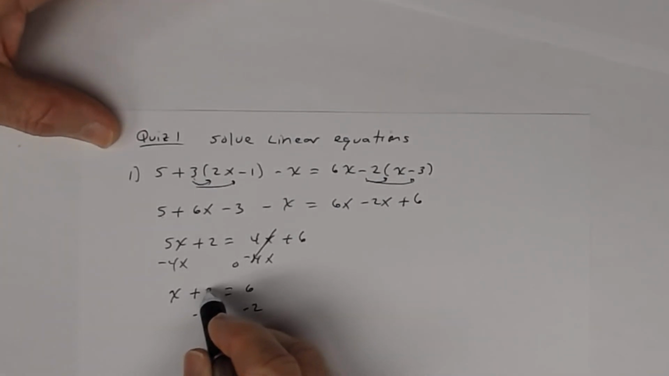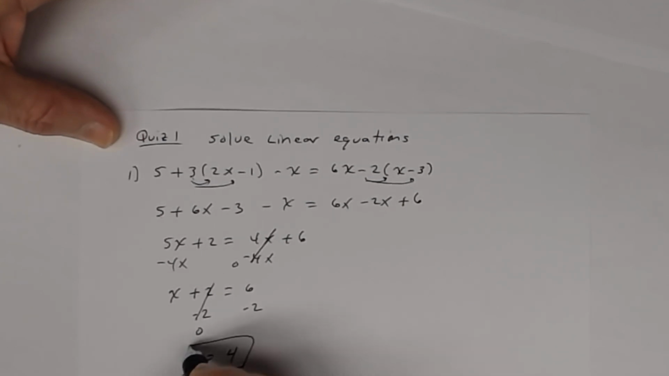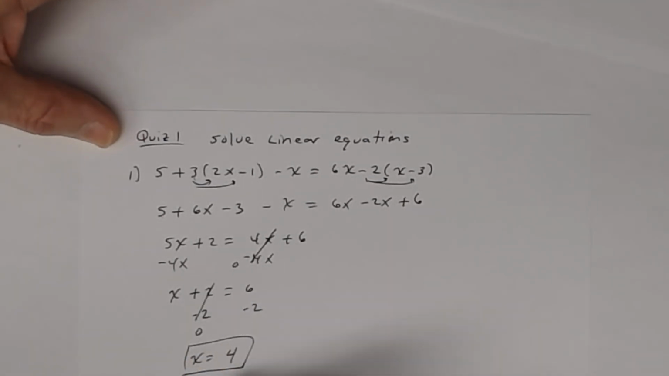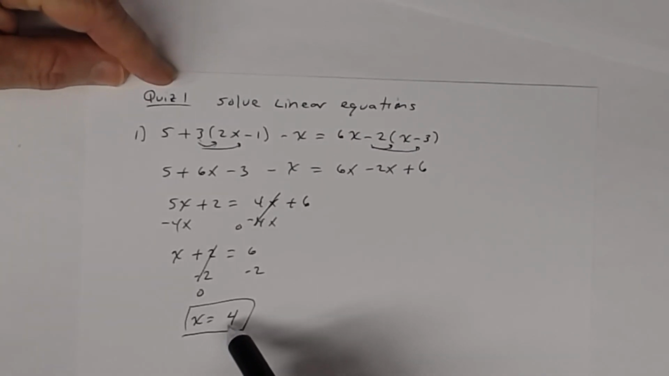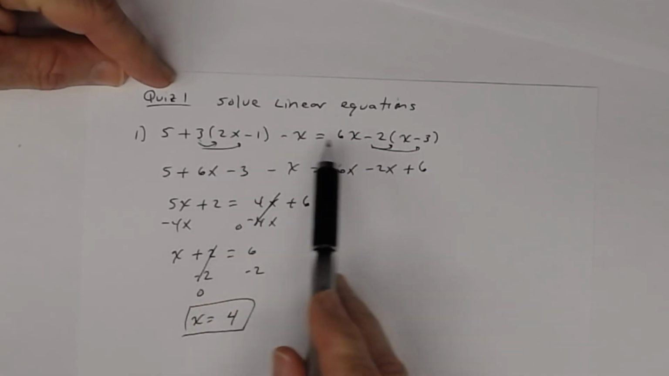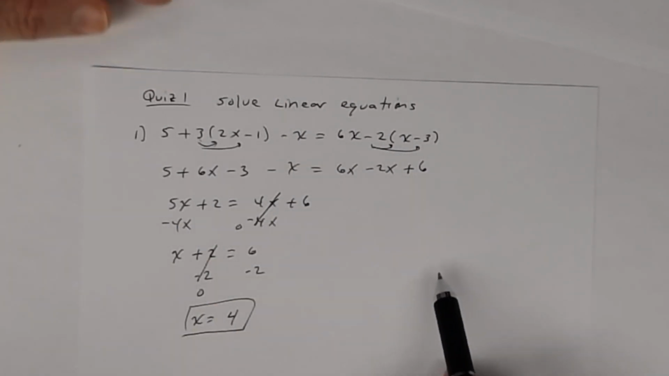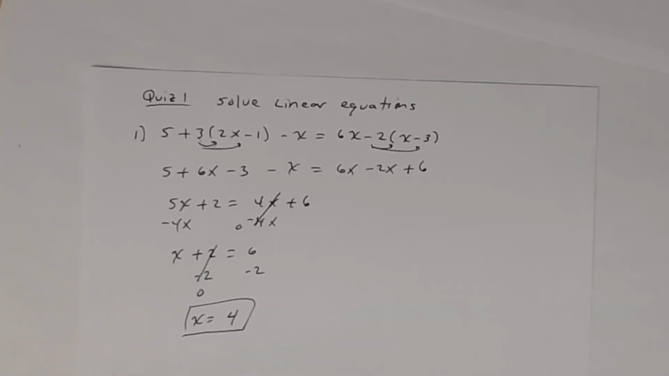And then combining like terms, 2 and a negative 2 is 0. So x plus 0 is x equals, and then 6 minus 2 is 4. And so there's your solution. So assuming I did all this work correctly, that's a solution. If you were to substitute 4 back into the original equation, the left side would equal the right side. And you can check this if you have time.